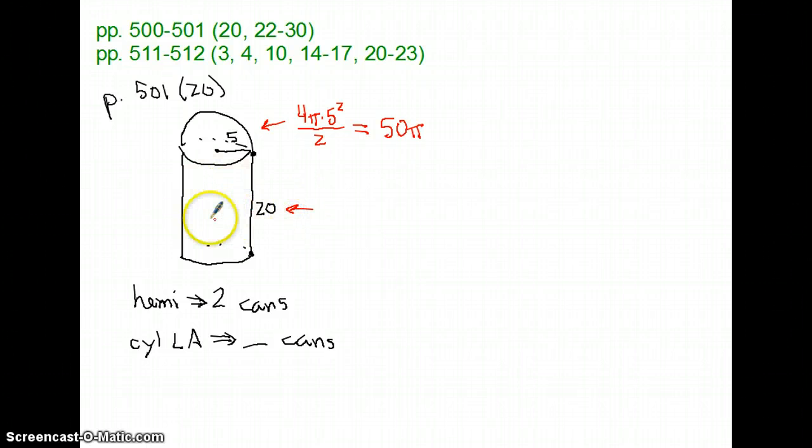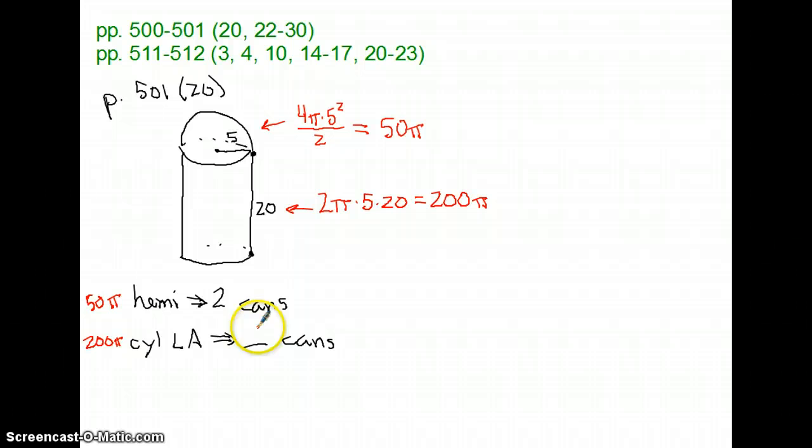The lateral area here is perimeter times the height, which is 2 pi r. R is not 2, R is 5, times 20, which is 200 pi. Well, if 50 pi takes 2 cans, you can almost do this in your head, how much should 200 pi take? Well, it's 4 times as much as that was, so it's going to be 8.